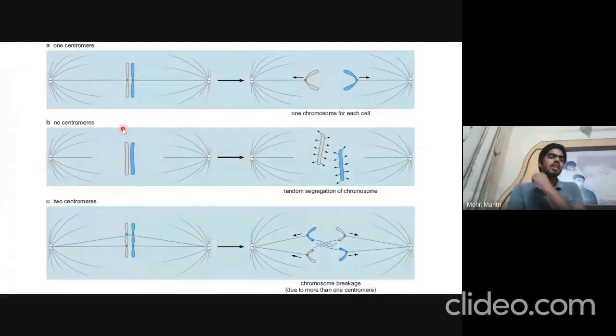So what happens if there is a different number of centromeres? Usually if one centromere is present, then equal distribution of the sister chromatids will take place at both poles of the cell. But if there is no centromere, then the spindle fiber will attach to any region of the sister chromatid, and random segregation of the chromosome will take place. And if more than one centromere is present, there will be chromosome breakage and uneven distribution of the chromatids.